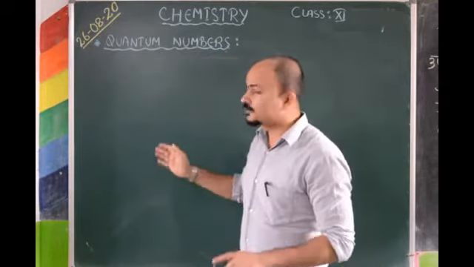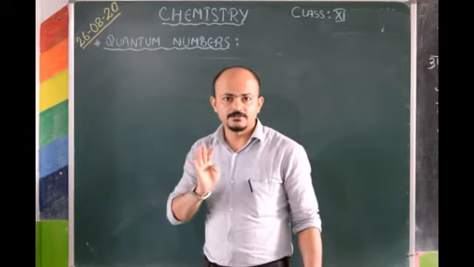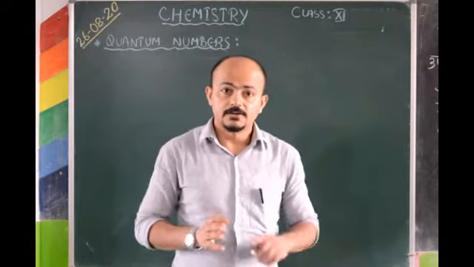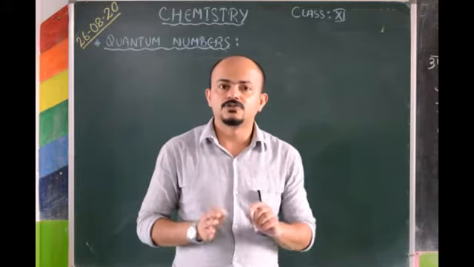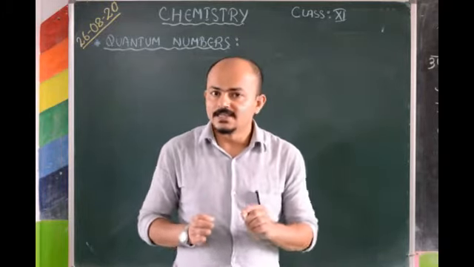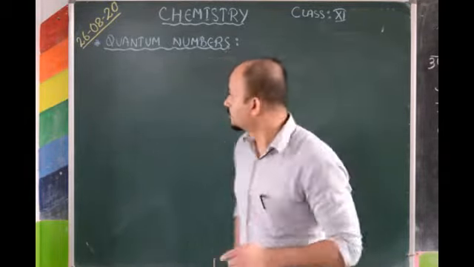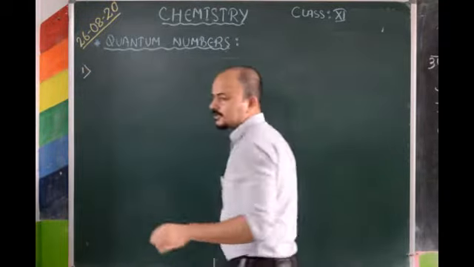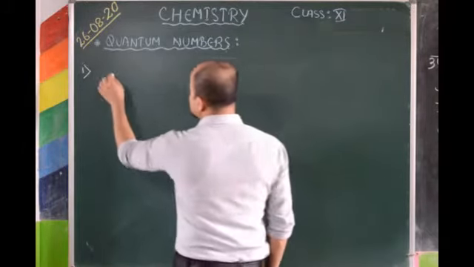As I told you, in specific, there are 4 quantum numbers. When we know these 4 quantum numbers, we will be able to tell the position of the electron. That means these quantum numbers are the addresses of the electron. So let's discuss these 4 different types of quantum numbers. The first one is the principal quantum number.